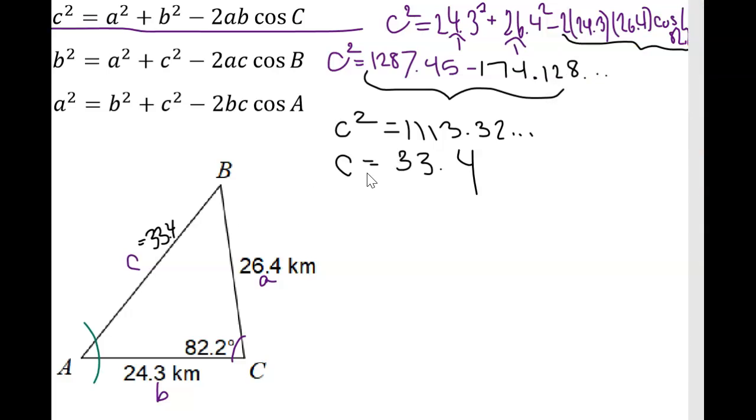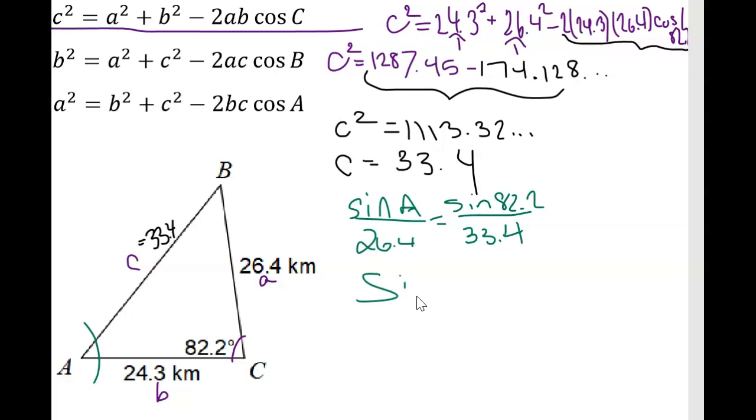We're going to revert to the law of sines that we saw in the previous video lesson. Sine A over the opposite side is equal to, and pick the angle we were given, which was C. So sine C over the opposite side that we just found. With this particular setup, we need to multiply both sides by 26.4 to get our solution. So we're going to do sine of 82.2 divided by 33.4 times 26.4, and we get that sine A is equal to a decimal, which makes sense because it's a ratio.